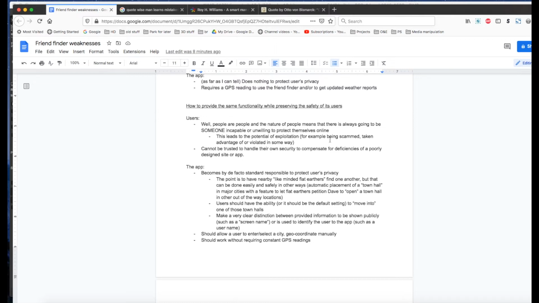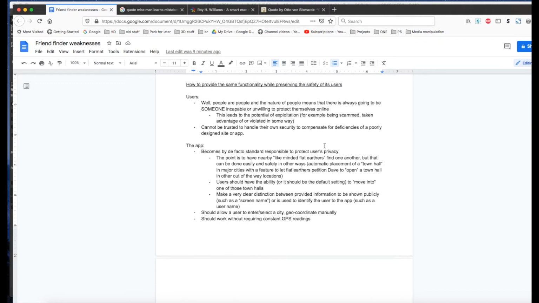And the other thing is that you cannot trust somebody to handle their own security as a way to compensate for the deficiencies of a poorly designed site or application. I mean, that's basically given. So you have to remove users from the equation when it comes time to providing any level of security on a website or a web application or an application in general. So it therefore becomes a de facto standard to protect a user's privacy.